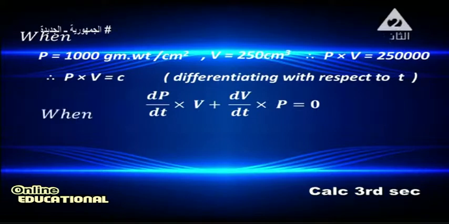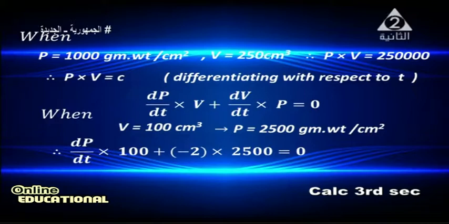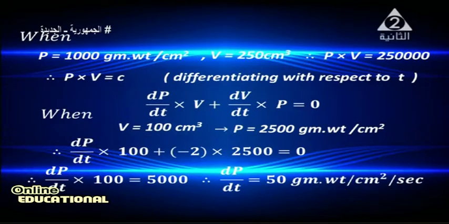When V equals 100 centimeter cubed, the pressure P equals 2500 gram weight per centimeter squared. Then dP/dt multiplied by 100 plus negative 2 multiplied by 2500 equals 0. Then dP/dt times 100 equals 5000. Dividing both sides by 100, dP/dt equals 50 gram weight per centimeter squared per second.